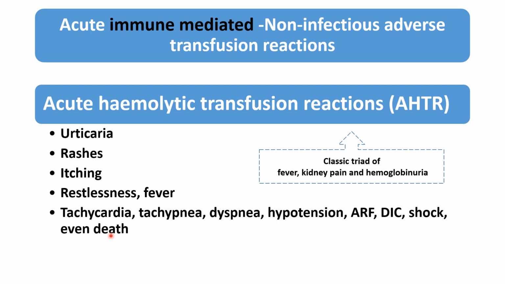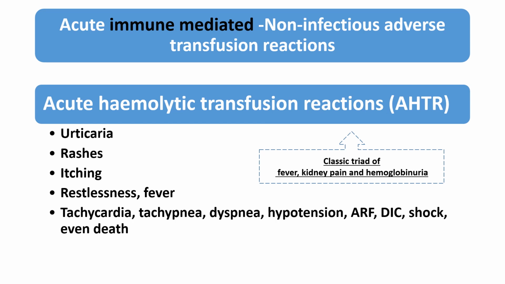So reaction severity will depend on how much reaction occurs in the body. This is the classical triad of the severe reaction: the patient will have fever, kidney pain and hemoglobinuria. This reaction occurs because of increased RBC destruction due to interaction of the recipient's preformed antibody with the donor red cell antigen, resulting in immediate destruction of the transfused red cells. It is because of minor blood group incompatibility.